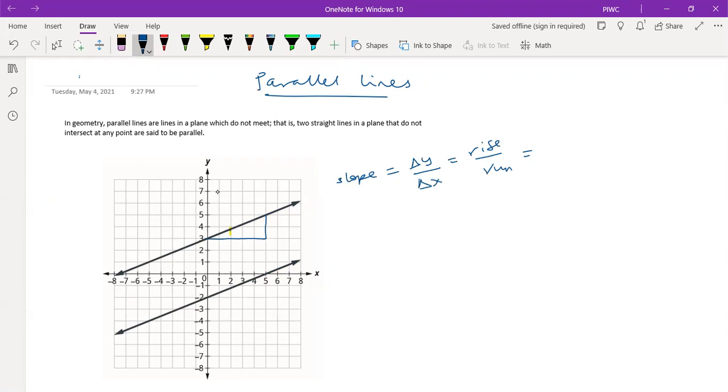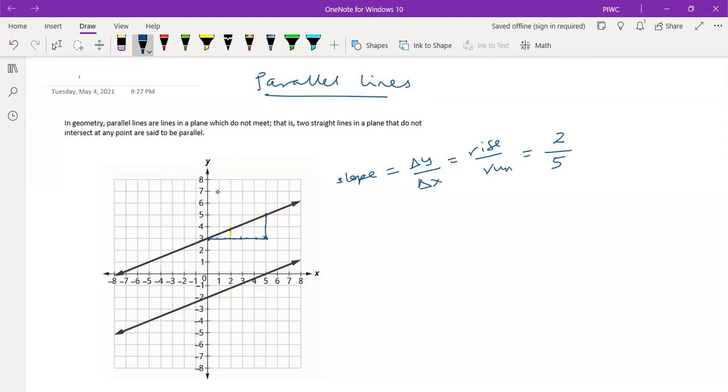So what's the rise here? The rise between these 2 points will be 1, 2. So 2 up, and then horizontally, the horizontal distance between 2 points here, you have 1, 2, 3, 4, right? So 1, 2, 3, 4, 5. So 5 boxes or 5 units between those 2 points. So you have 2 over 5 as the slope.